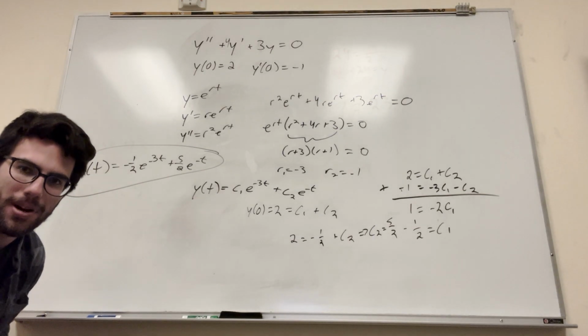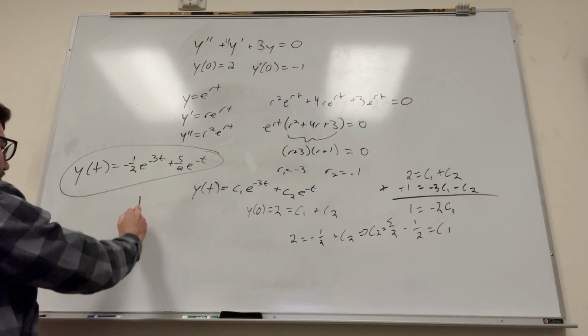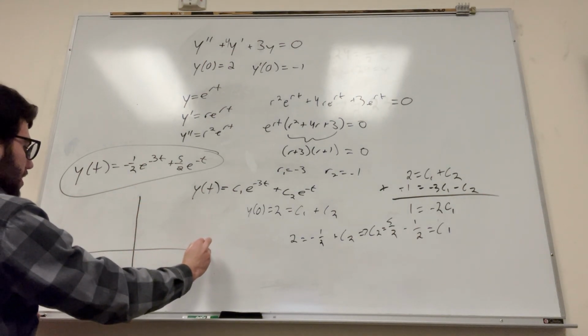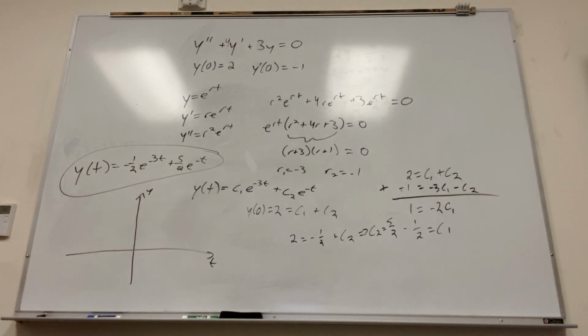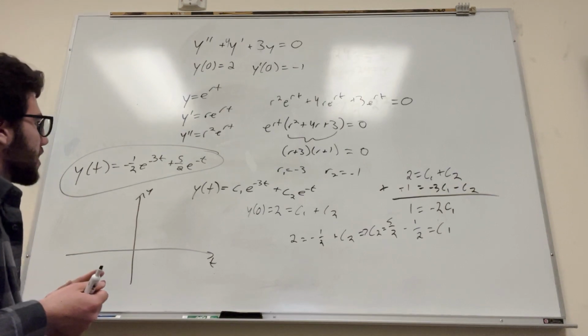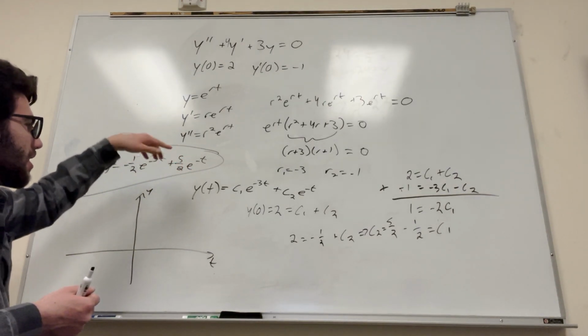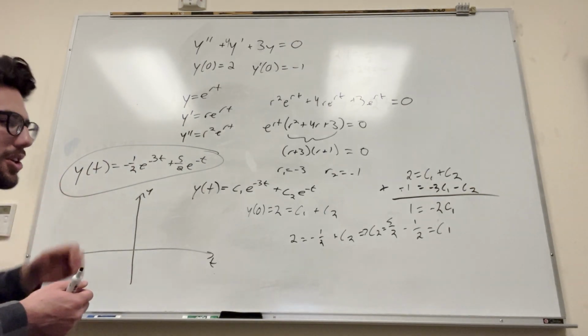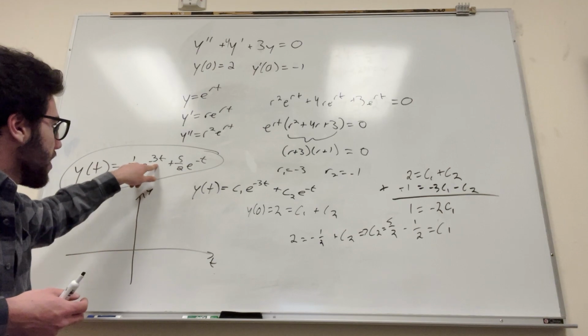All right, so the next part of this problem wants us to graph it and determine its behavior as it approaches infinity and negative infinity. All right, so we're going to look at this. This is t, this is y. So let's see what happens. As it approaches infinity, let's do that first. As it approaches infinity, these t's are going to get really big, and basically that means that we're going to get really small. But which one's going to get smaller quicker? This one or this one?